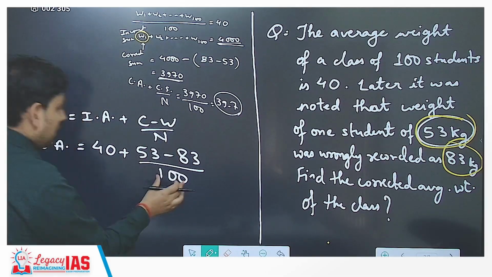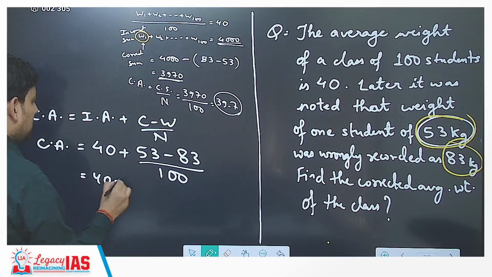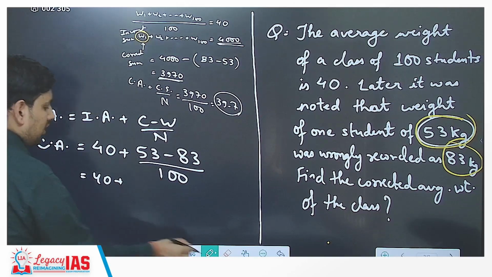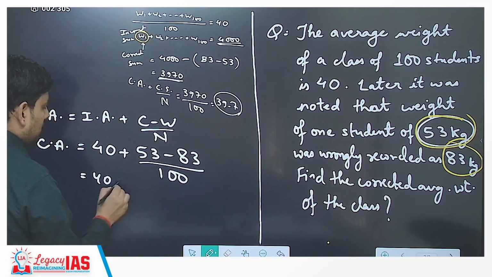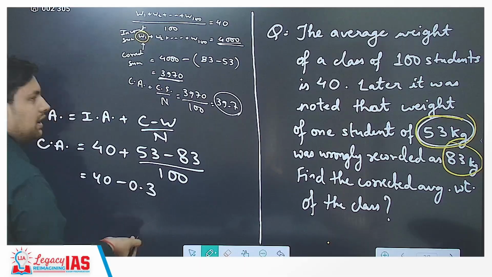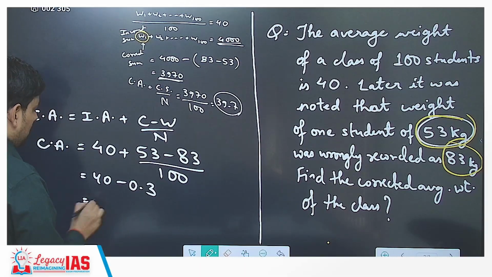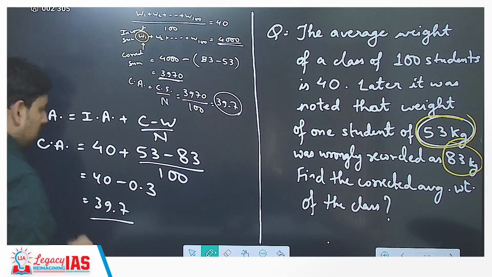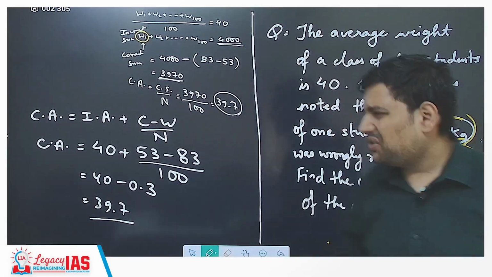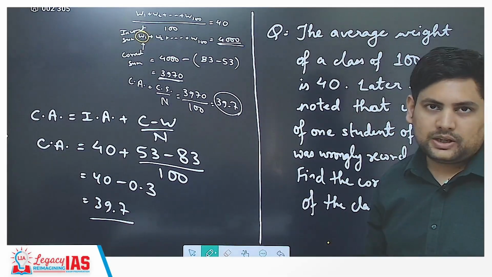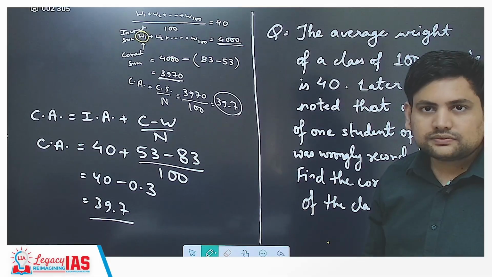Divided by how many people were there? 100 students were there. So divided by 100, what you got? 40 plus this is 30 by 100, and a negative sign. So minus 0.3. Correct? What you got? 39.7. Much faster. So this is how you use the corrected average formula. Okay, let's see one more question.